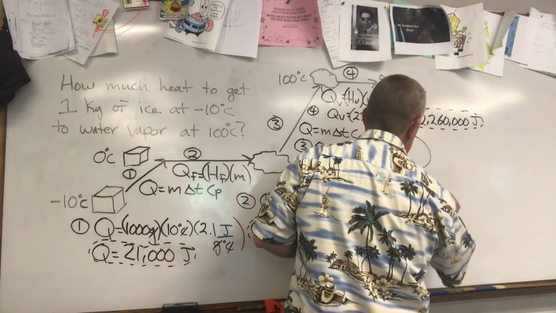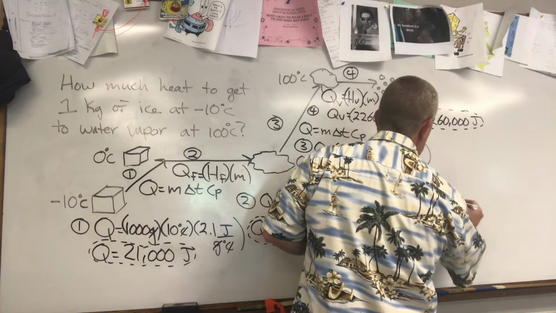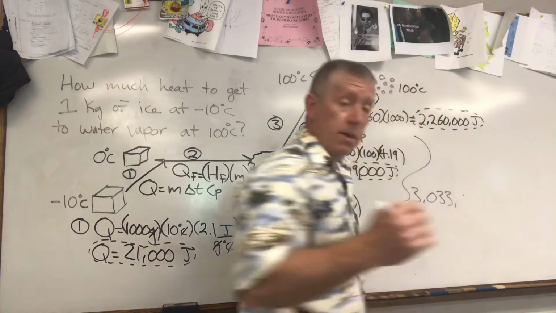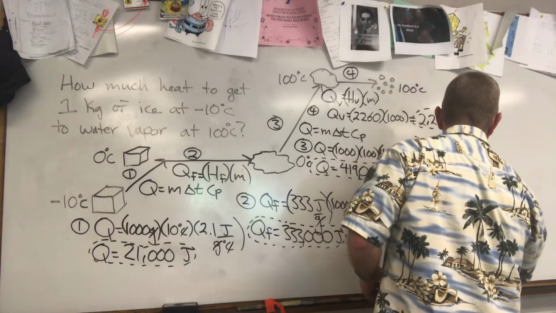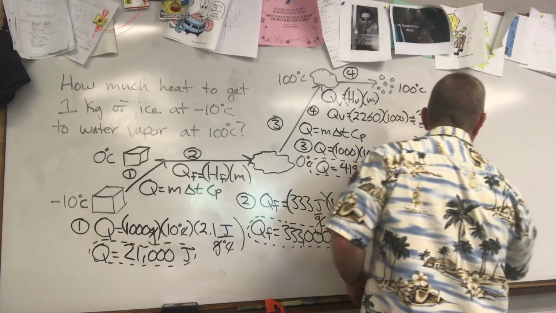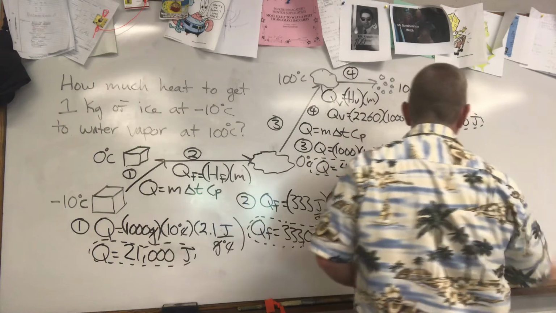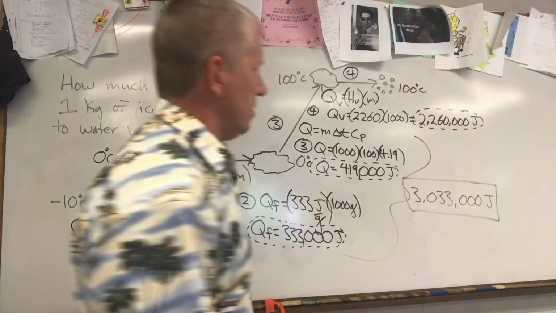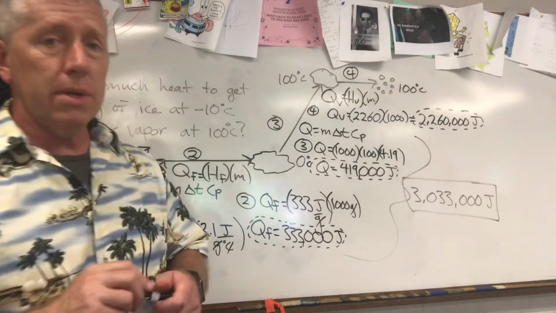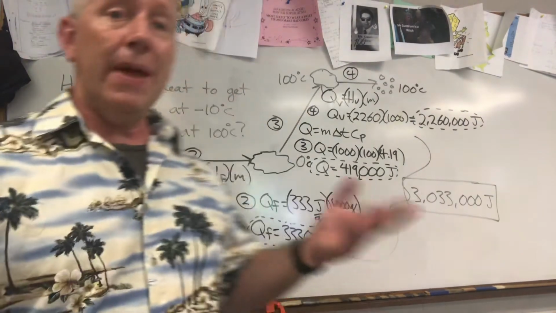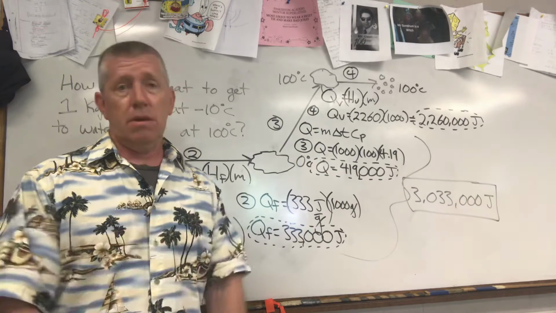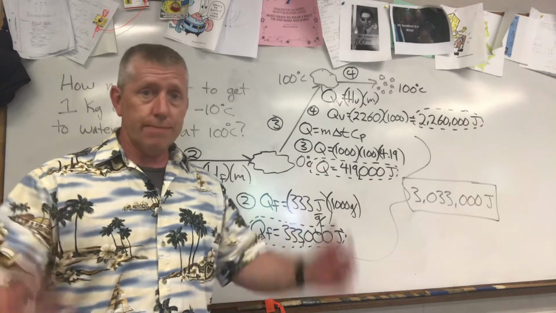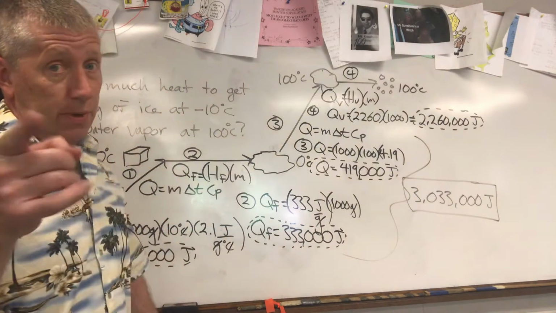We get 3,033,000 joules. That is the final answer. Final answer, lock it in. It takes a little bit more than 3 million joules to vaporize at 100 degrees my block of ice. Yeah. Okay, here's a couple things I want to point out, though.